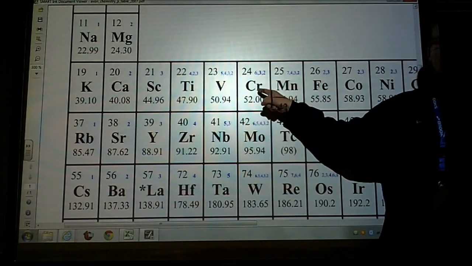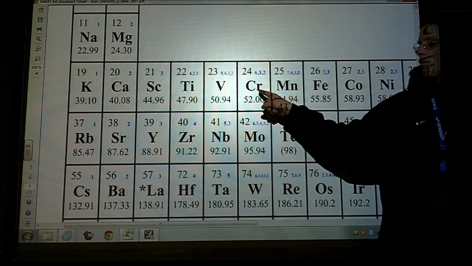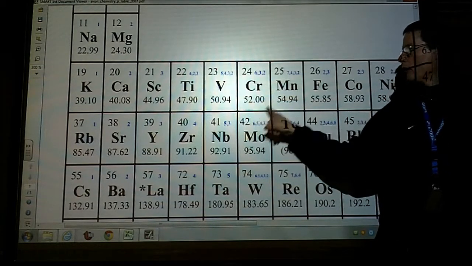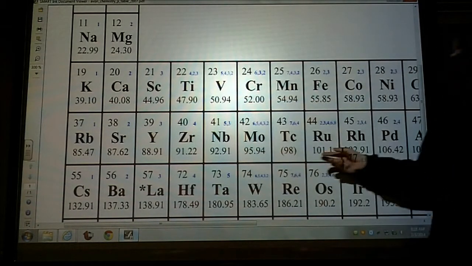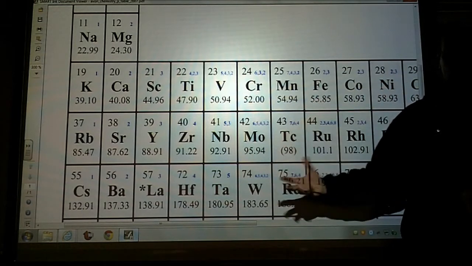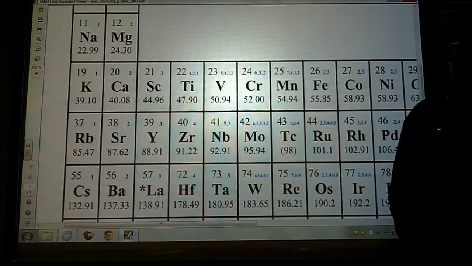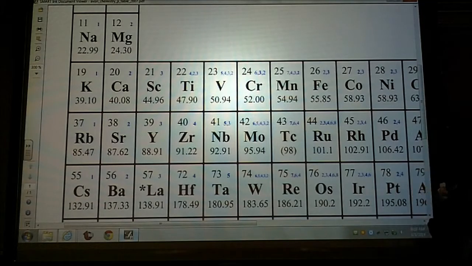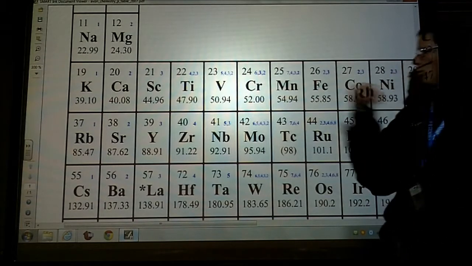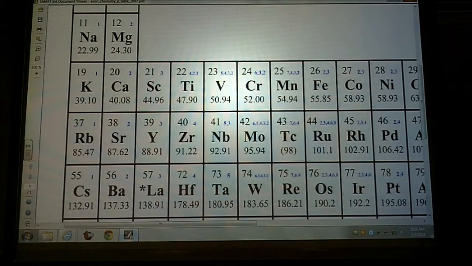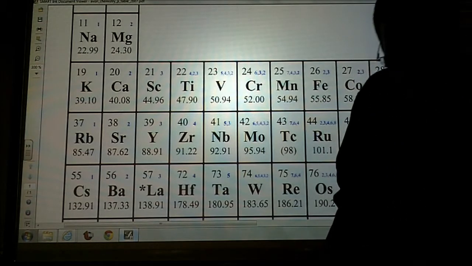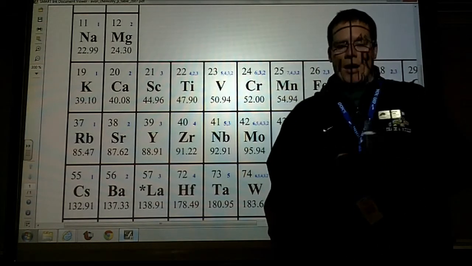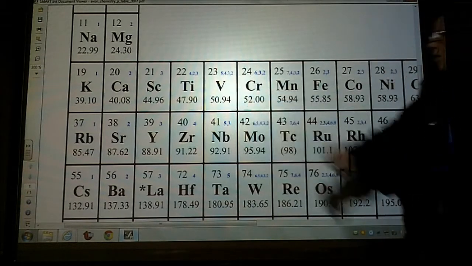If I had 6.02 times 10 to the 23 atoms of chromium, the average mass of all of that is 52 grams. Values underneath the element represent the number of grams to get the 6.02 times 10 to 23 particles. So we'll do some calculations to determine how many moles of that substance we have, because there's no way that you can count out that many atoms or count out that many molecules. It just isn't possible. So that's why we have these values here.